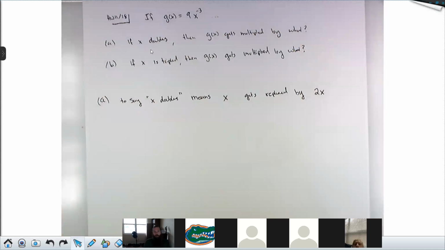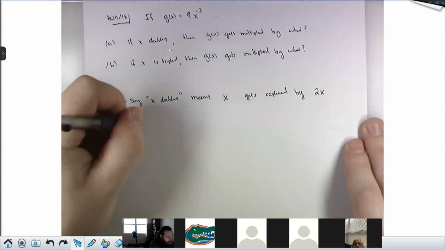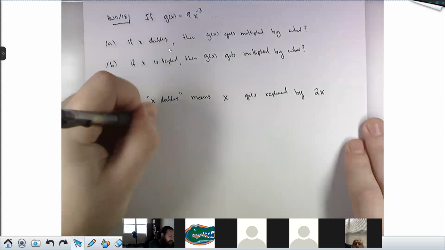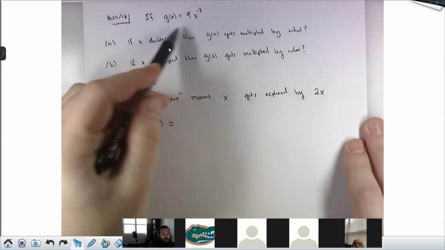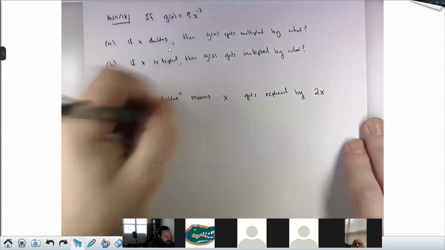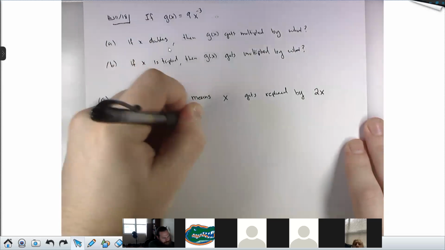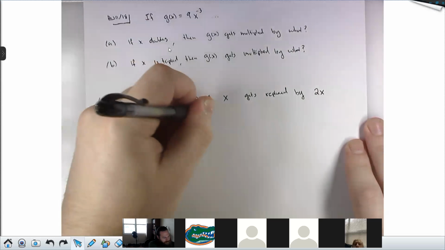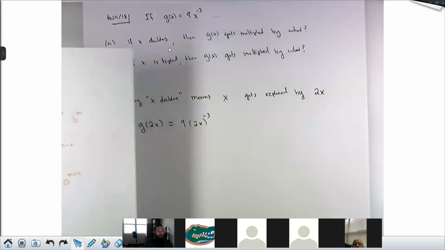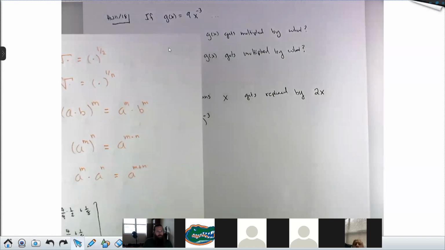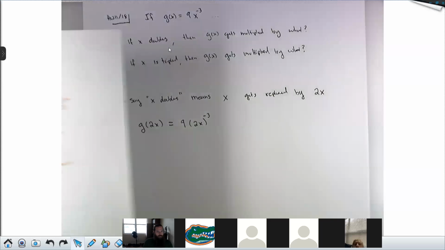So what we should look at here is g of 2x and see what we get. If I replace x by 2x in this expression everywhere, then I get g of 2x equals 9 times 2x to the negative third power. Now let's look back over here. Do we see a rule that could be useful here? Yeah.